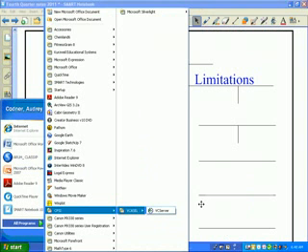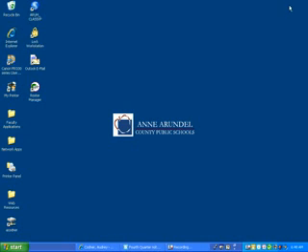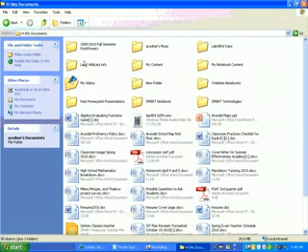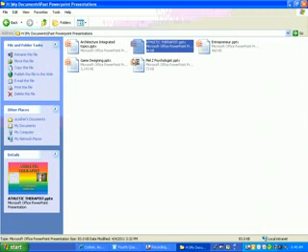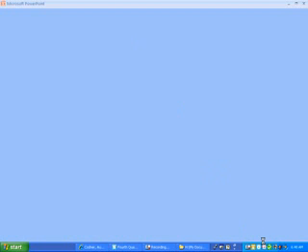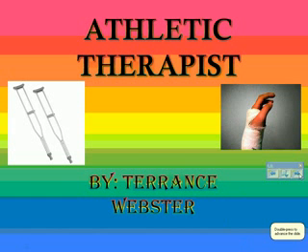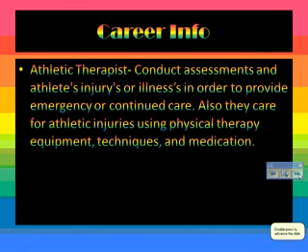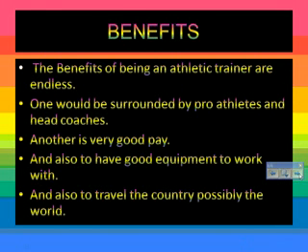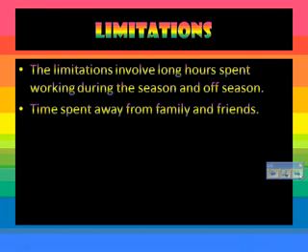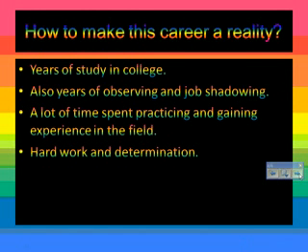And one of the things that I forgot to do is, let me see if I can put it up here. I had a couple examples from last year's group. Okay, so this one was from TJ. He was so excited when I said I'm going to use him. So he wanted to be an athletic therapist and just gave me a brief description of the career. Also gave me some benefits, gave me a couple limitations, how he's going to make the career reality.